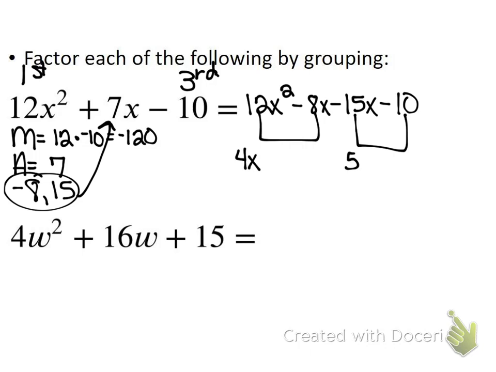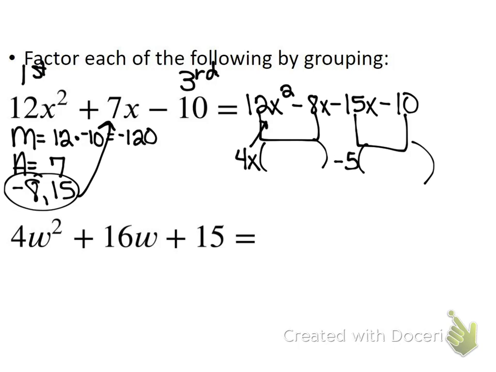Negative. We're going to bring that down. I misspoke yesterday on that lesson. That's why we couldn't get the third one figured out. Okay. Now, once I found the greatest common factor, I'm going to use those to factor my groups. So 4x times what gets me to 12x squared?